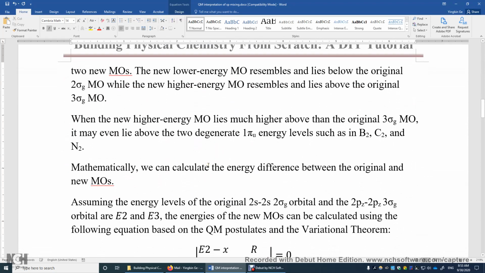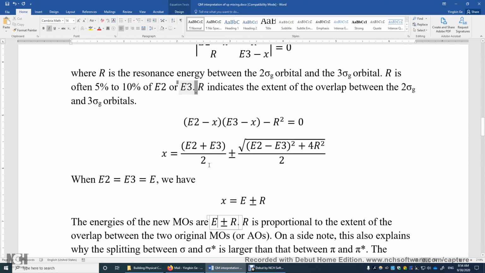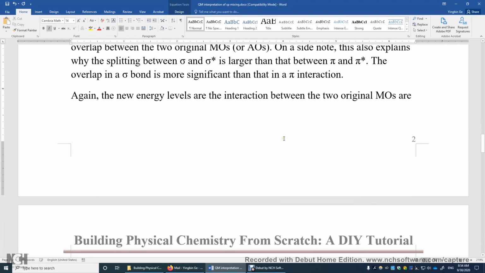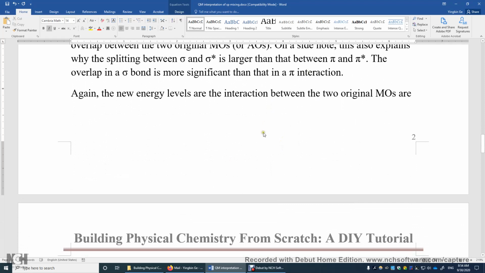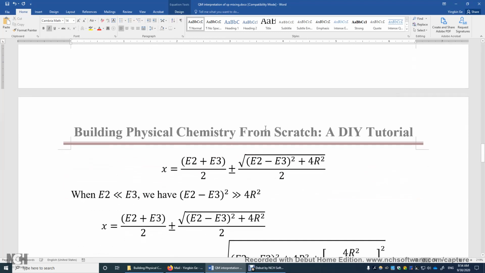All right, so I somehow kind of sidetracked. Okay, now get back to the MOs. The principle is the same. You can use the same principle to analyze the interaction between 2 AOs or the interaction between 2 MOs. So now let's get back to the interaction between the 2 MOs, between the 2 sigma G and 3 sigma G MOs. In this case, 3 sigma G lies above 2 sigma G. The energy is different. So we have something here.